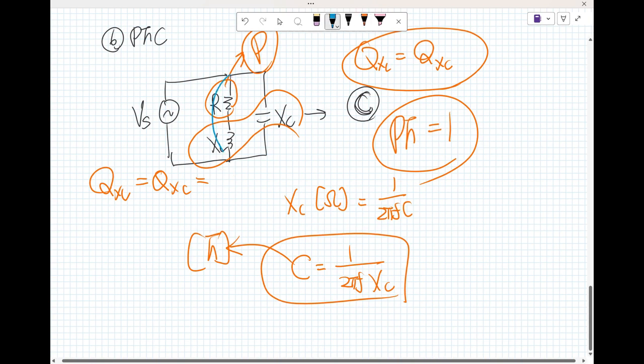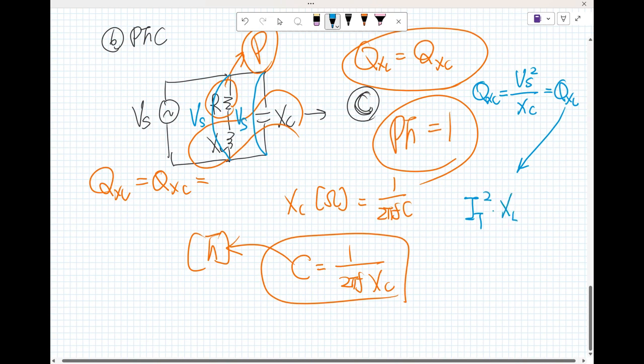So right there, this is the V sub S, and that is also V sub S. Okay, so the Q sub X of C here is V sub S squared over X of C. That is equal to Q sub X of L. Hey professor, how can we find Q sub X of L? It's simple. Q sub X of L is I sub T squared X of L.